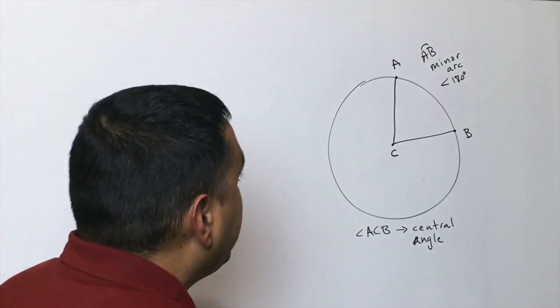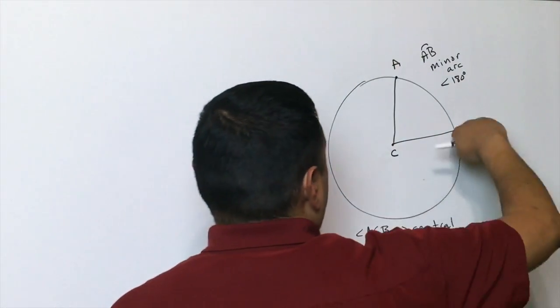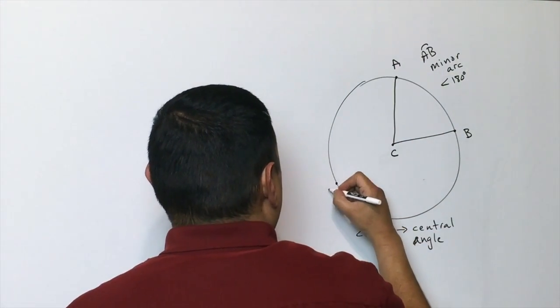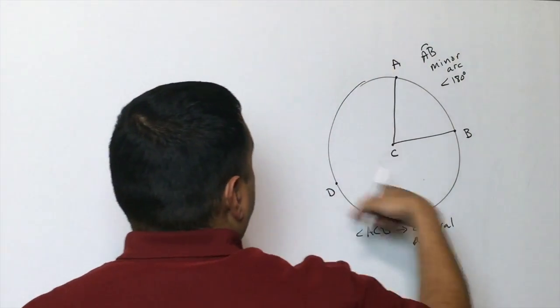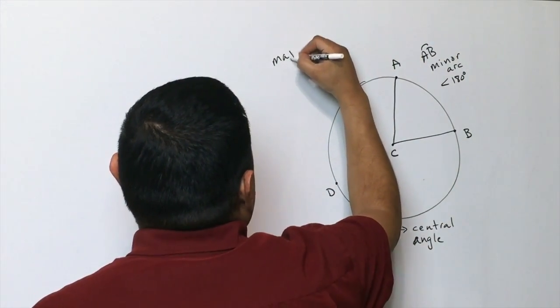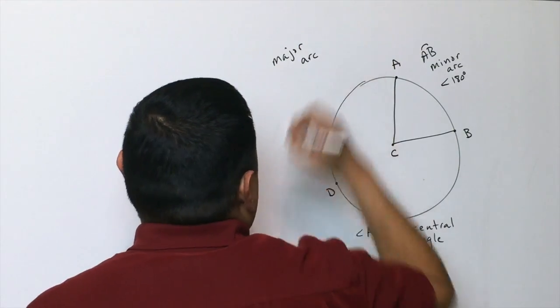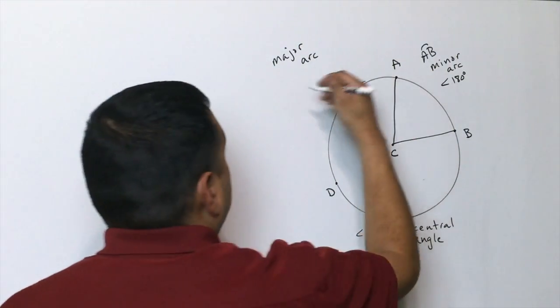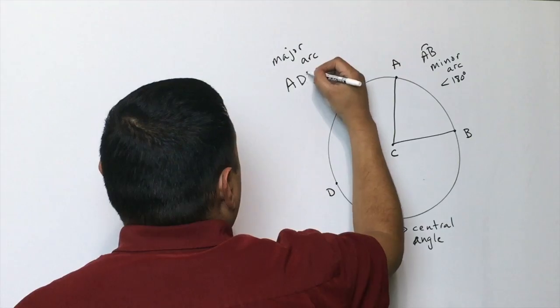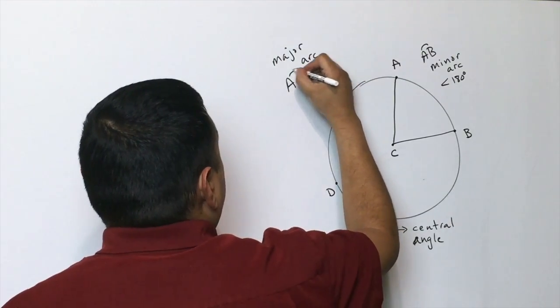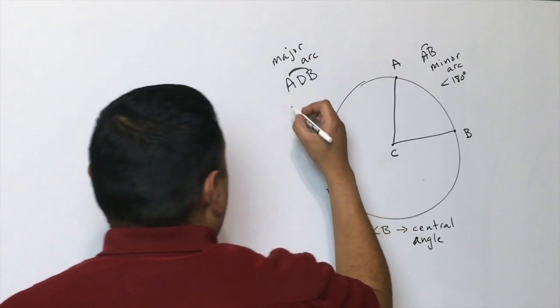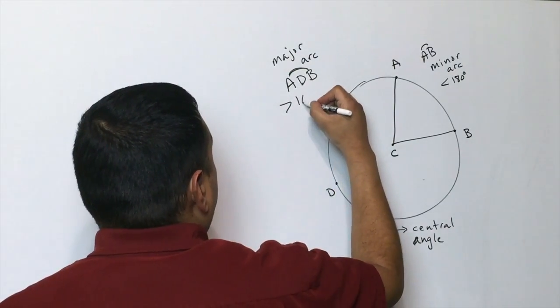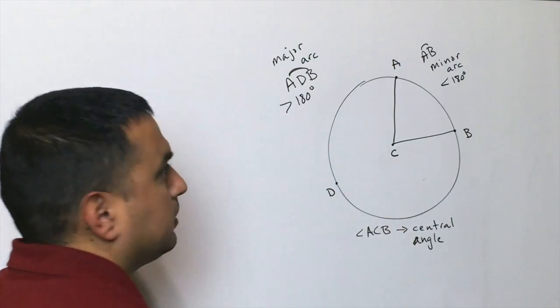Now to talk about this other side, we have to introduce a third point. We'll call that point D. This is going to be a major arc. So that I can tell them apart, I have to introduce that third letter. So that's why it's ADB, and we still put the arc on top. If this one's less than 180 degrees, a major arc is going to be greater than 180 degrees.